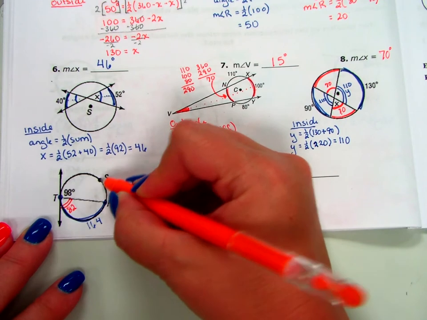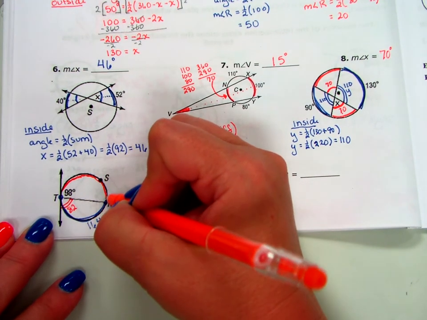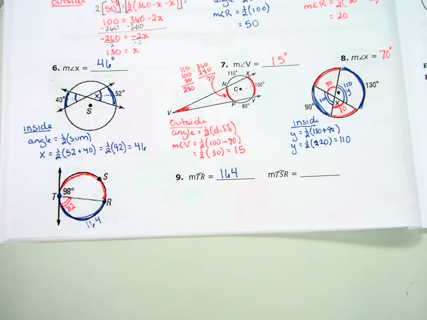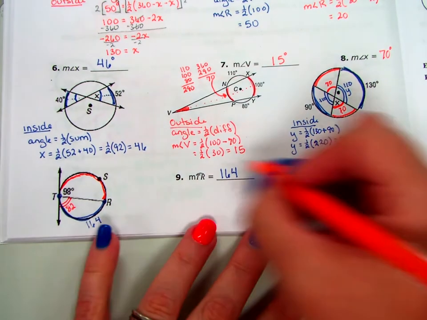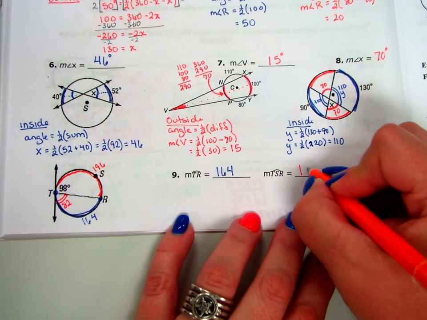All right, and then the measure of arc TSR says I start at T and I end at R, and I have to travel through S. How big is that one? 196, double the 98.